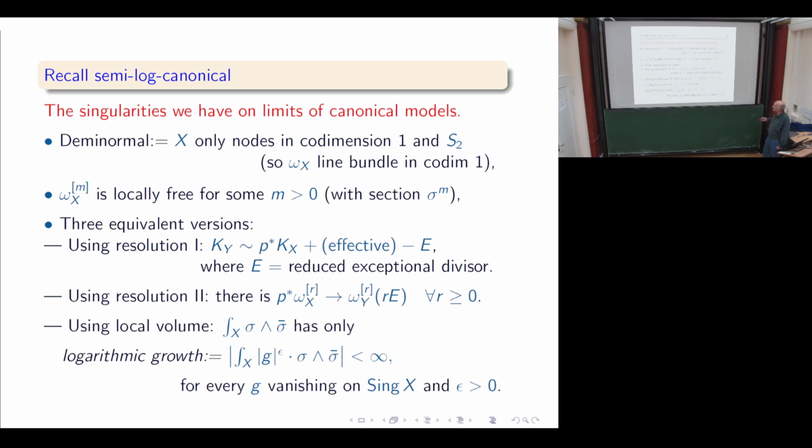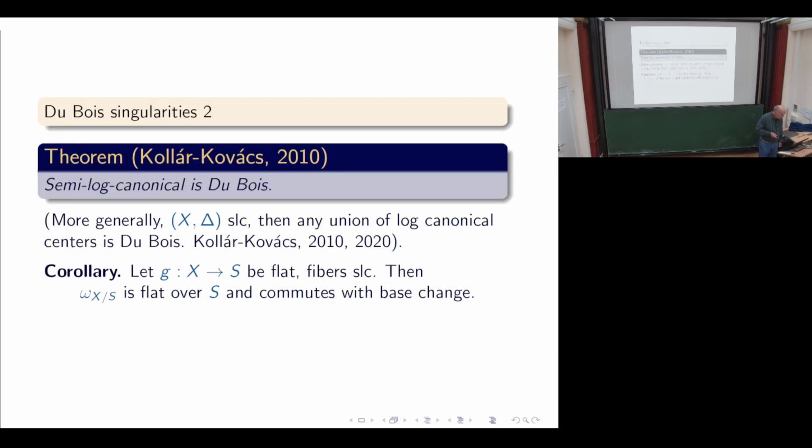So if you just help yourself a little bit with some small part of a function that vanishes on the singularities, then it becomes a finite integral. Okay, and now the main theorem. I don't want to prove this here, but just handle it as a black box that semi-log canonical implies Du Bois. So that's why I'm interested in Du Bois singularities, because then the boundary of the moduli space I have this.